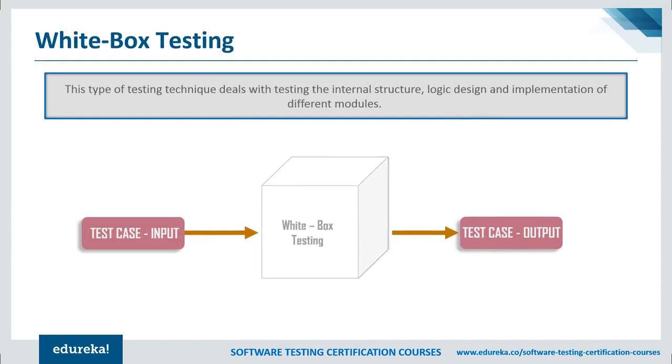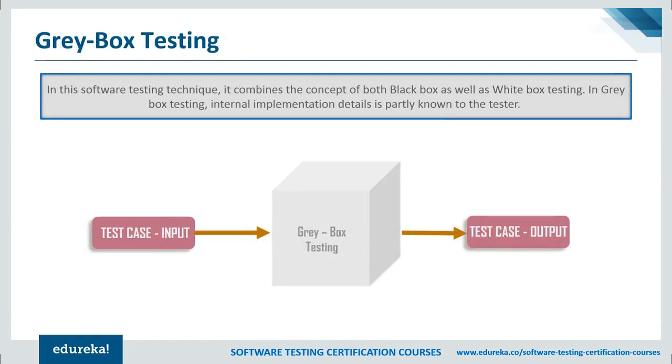Next, white box testing. This type of technique deals with testing the internal structure, logic design, and implementation of different modules. This is also called glass box testing, where the internal implementation details are known to the tester. That is the code logic, internal logic design, and more. And next we have gray box testing. It combines the concept of both black box and white box. That is, internal implementation details are partly known to the tester, while the rest are not known to the tester. That's the reason it is called gray box testing. So these are the three methods of software testing.